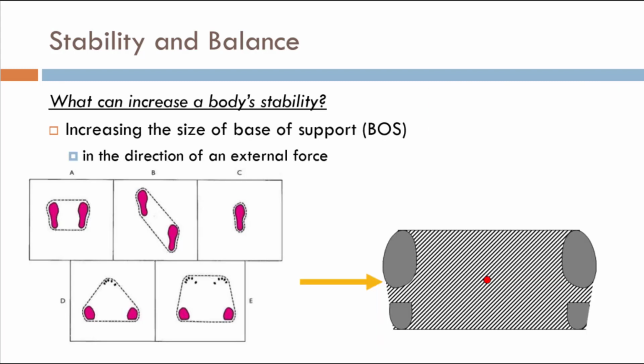The alteration of the base of support. So you can spread your legs apart, you can put your legs together, you can stand on one foot, you can go down into a 3-point stance here, or you can put your hands down for a 4-point stance. And in the end, the bigger the base of support, the more stable you are. In order to be knocked over, this center of mass has to come outside of that base of support.